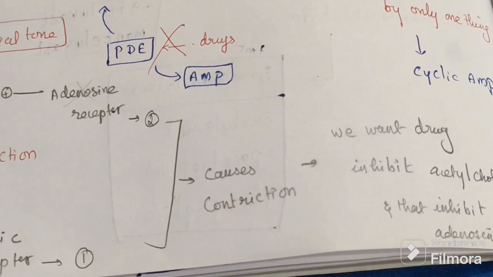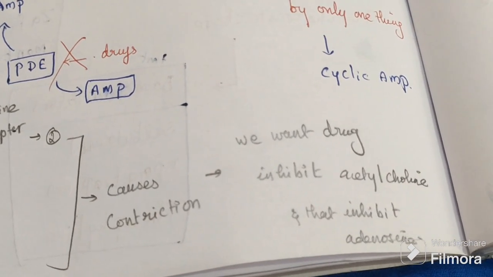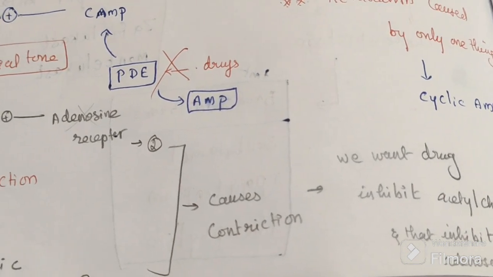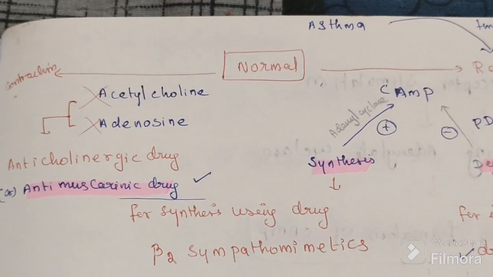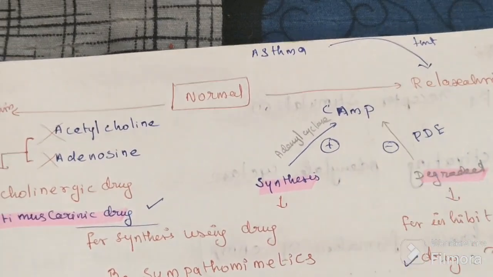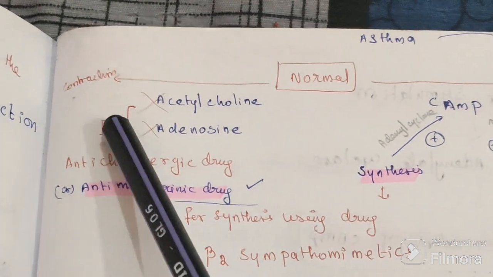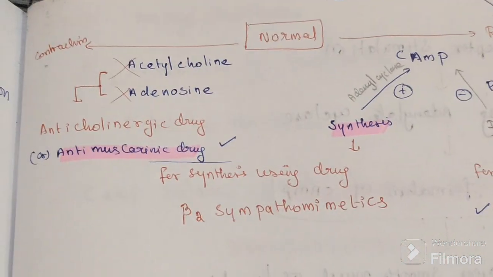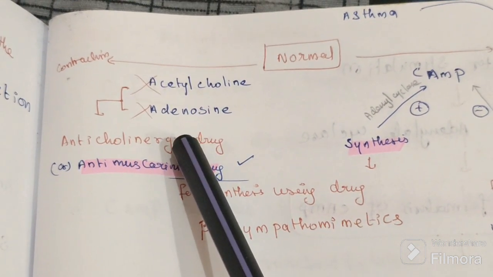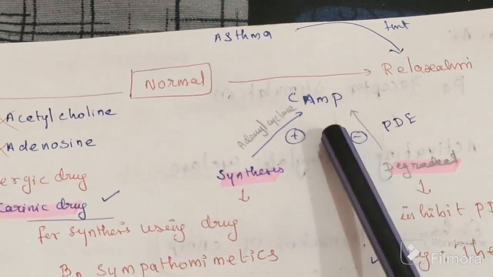So we want a drug that inhibits acetylcholine and inhibits adenosine. So normal tone, this is the contraction and this is the relaxation. The contraction is done by two things: number one, acetylcholine, and number two, adenosine. Relaxation is done by only one, that is cyclic AMP.